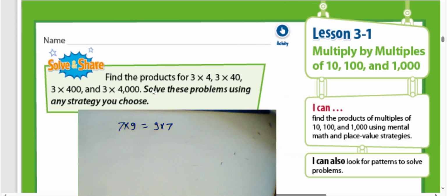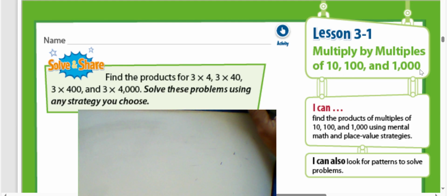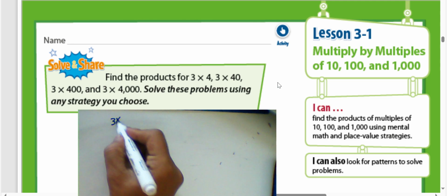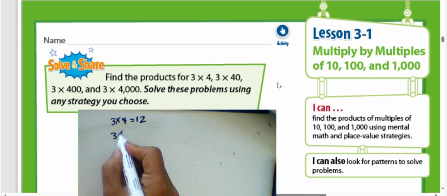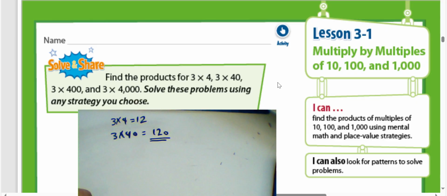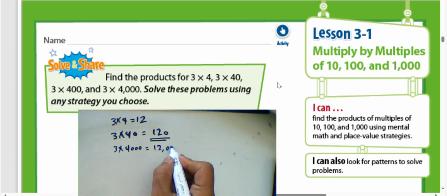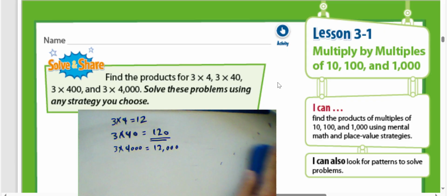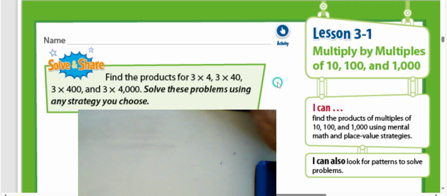Next question, lesson number 1, topic number 3: multiply by multiples of 10, 100, and 1000. Like this, 3 times 4 equals 12. And 3 times 40, we write 0 here, and 3 times 4 equals 12, then the result will be 120. And also, if you want to find the result of 3 times 4,000, the result will be 12,000. Okay.